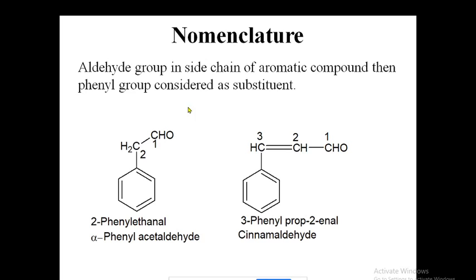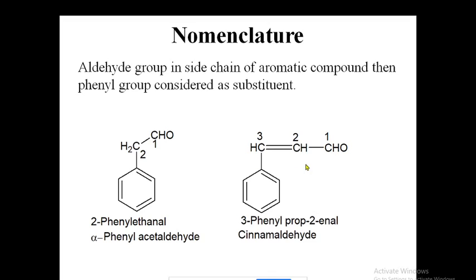Still, we have some other aldehydic compounds, aromatic compounds having the aldehyde group in a side chain. So the phenyl group is considered a substituent in this case. Suppose you have 1, 2. At carbon number 2, you will have a phenyl substituent, and therefore we can give the name 2-phenyl ethanal, because a 2-carbon chain is there, 1, 2. So ethanal, and at the second position a phenyl group is there, so 2-phenyl ethanal. If you want to give the common name, it becomes an alpha carbon, and therefore it is alpha phenyl acetaldehyde.